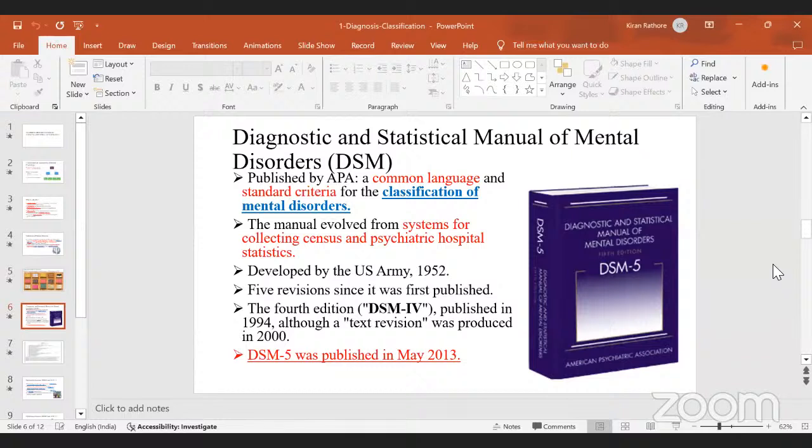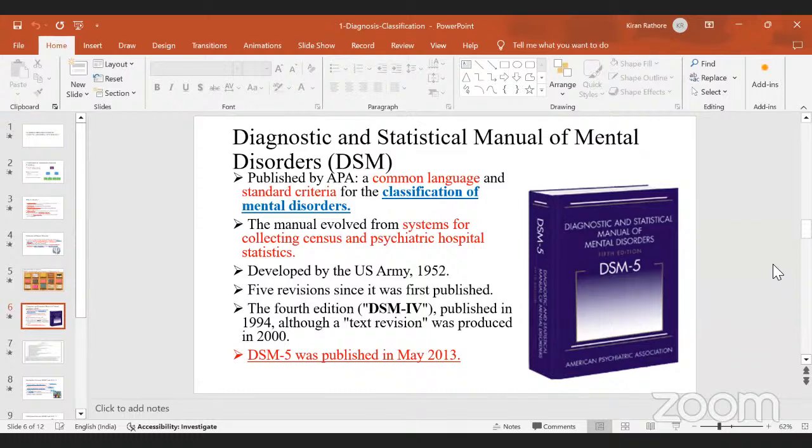Now, the most important difference between ICD and DSM is, as I told you, that ICD contains classifications of all diseases, be it physical health or mental illnesses. But DSM, as it is produced by the American Psychiatric Association, is only concerned with mental disorders. It has nothing to do with physical illnesses or physical health issues. This classificatory system is exclusively dedicated to mental disorders.